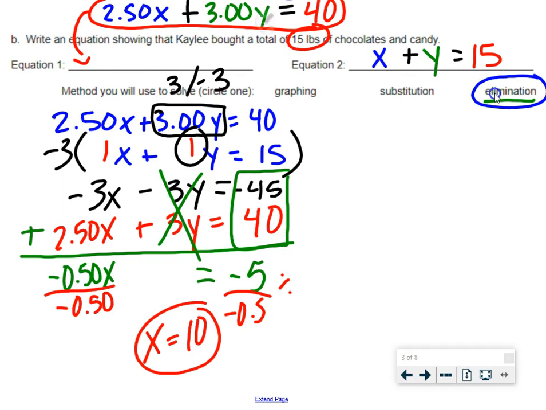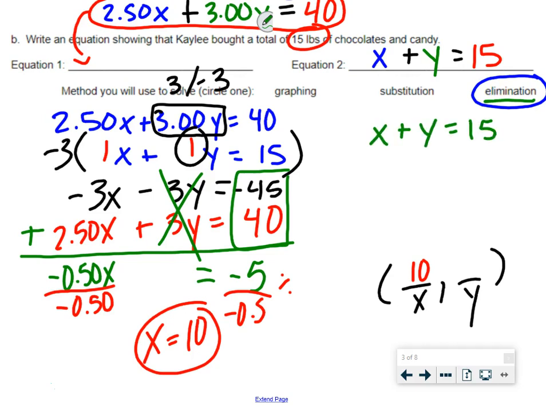Now, if you remember, we are not done because we need a solution. We need a coordinate point. We need an x and y pairing. x is 10, so we need to know what y is. So in choosing my equation to use for the second one, I'm going to use x plus y equals 15 because there's no numbers in front of the letters, which will make it easier.